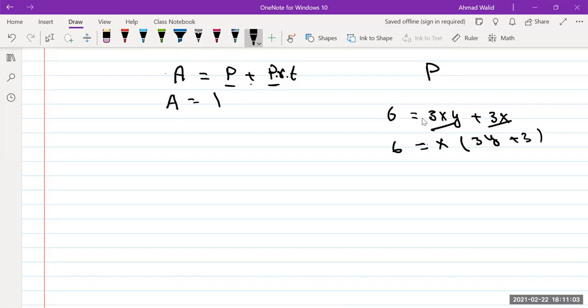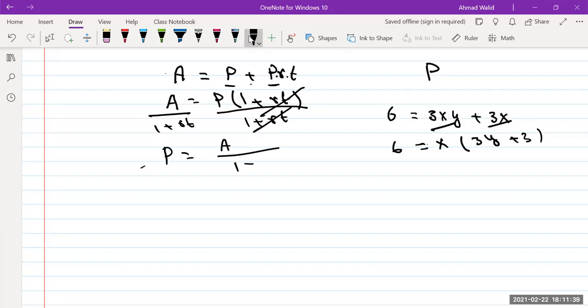Then A equals P, parentheses, P divided by P gives you 1, plus PRT divided by P gives you only RT. We're done with that one. Now, solving for P, I have to divide both sides by what? By 1 plus RT. These two cancel out. Then P equals A over 1 plus RT, final answer.